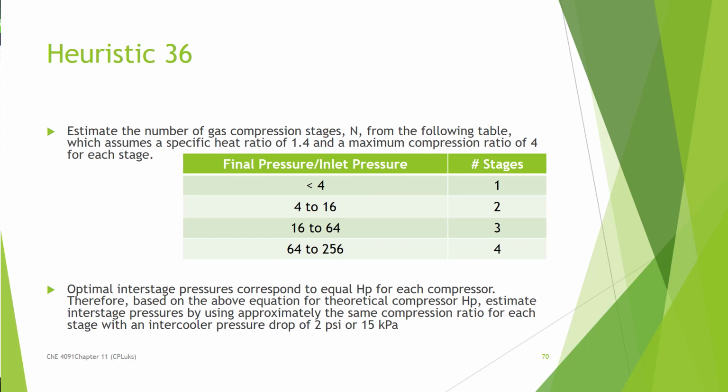You can estimate the number of gas compression stages, and this table here gives you a way of doing that. And then the optimal interstage pressure is going to correspond to the horsepower for the compressor. So you're going to figure out what that is, and then for each stage you'll have an intercooler, and that'll probably drop the pressure a little bit, 2 psi, 15 kilopascals, something in that range.